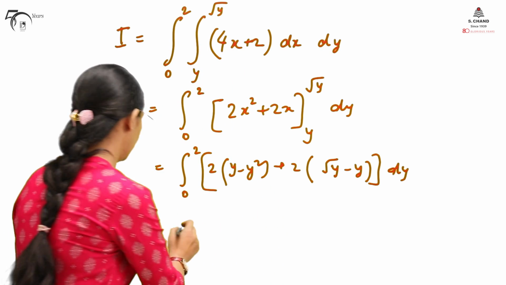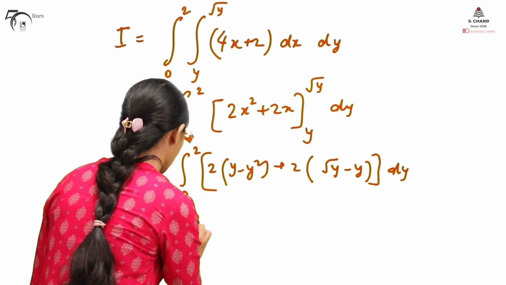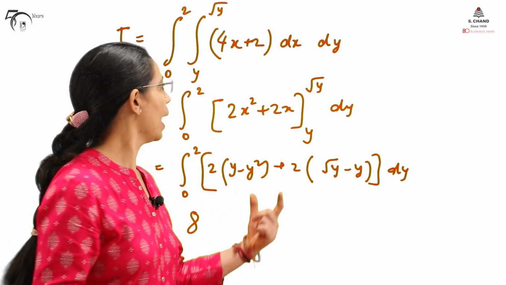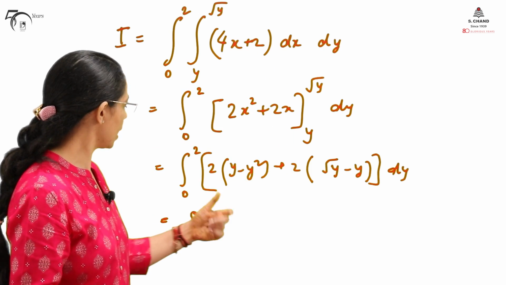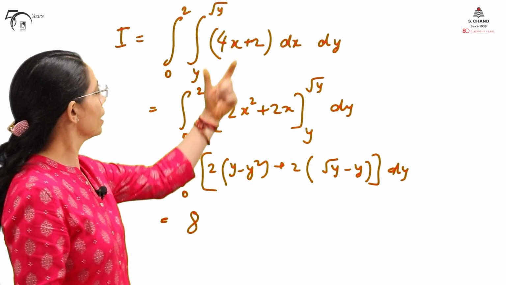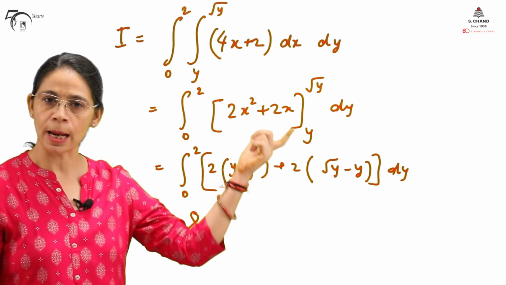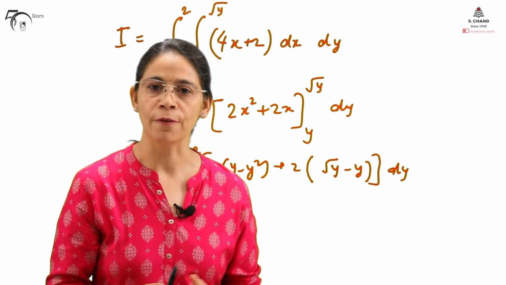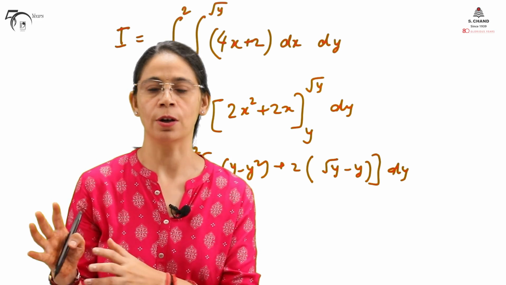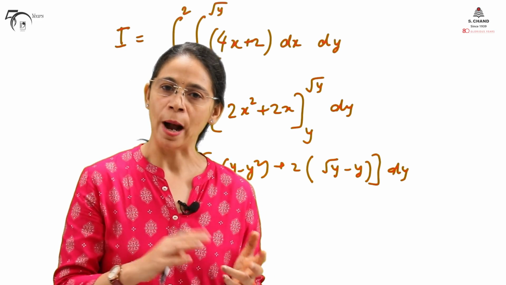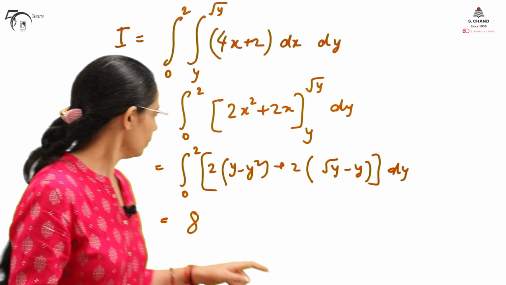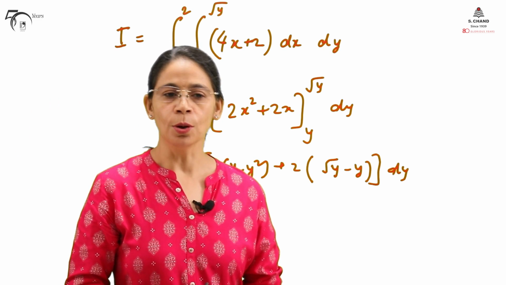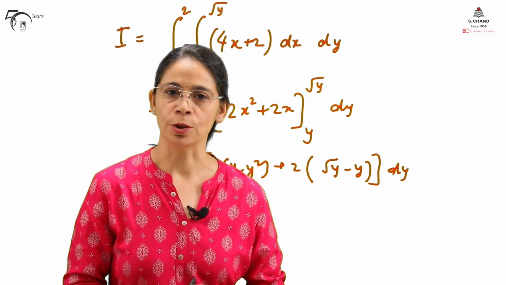You can integrate this and you will see that the final answer remains the same, 8, which we got when we integrated with respect to y first and then with respect to x. Here we have integrated the same function with respect to x first, after changing the order of integration from dy dx to dx dy, and the answer remains the same. So that is the benefit of change of order of integration.